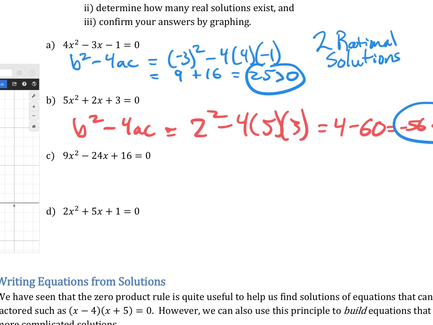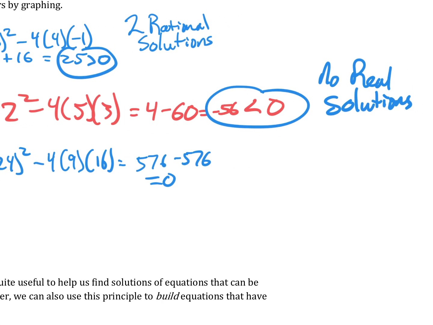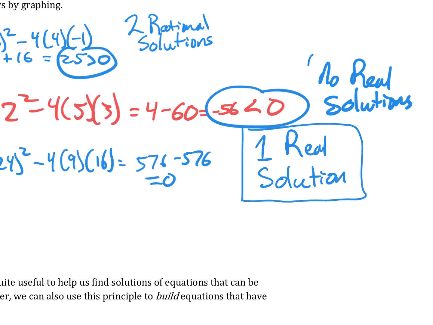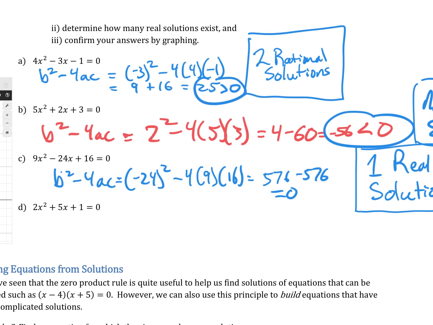And let's see what's next here. We've got b squared minus 4ac, that is -24 squared minus 4 times 9 times 16. And, well, that's going to be 576 minus 576, which is 0. And so that means we're going to have 1 real solution. And you can think about what happens when that square root becomes 0. We don't have anything to add or subtract, and that'll explain to you why we have 1 real solution.